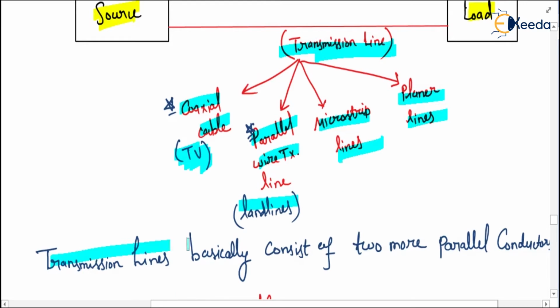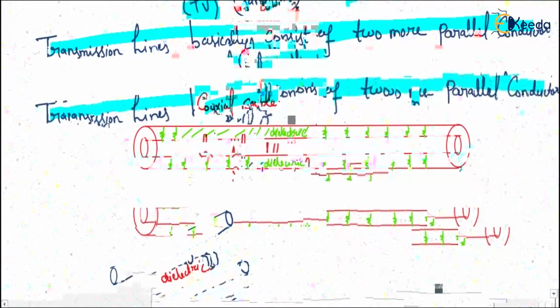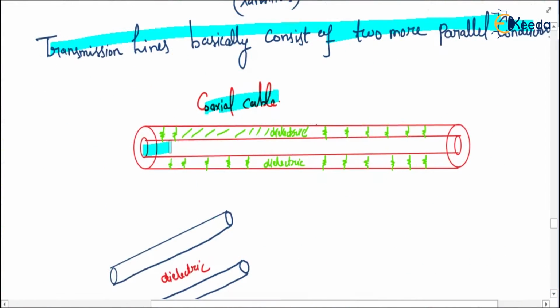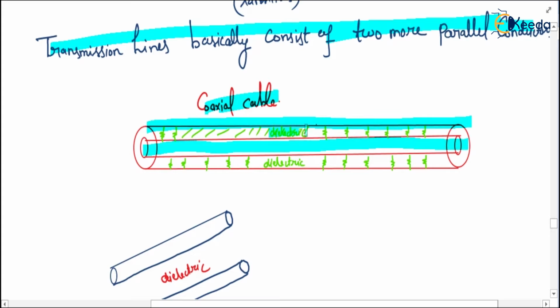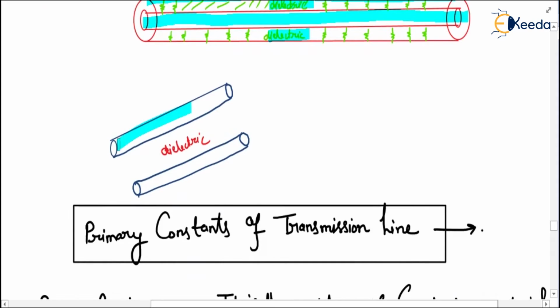A transmission line basically consists of two or more parallel conductors. It's like a coaxial cable. We know there is an inner conductor, this is the inner conductor, and there is the outer conductor. So there are two conductors, and in between them dielectric is present, right? And in the parallel wire transmission line, two parallel conductors are there, and in between them dielectric is present.